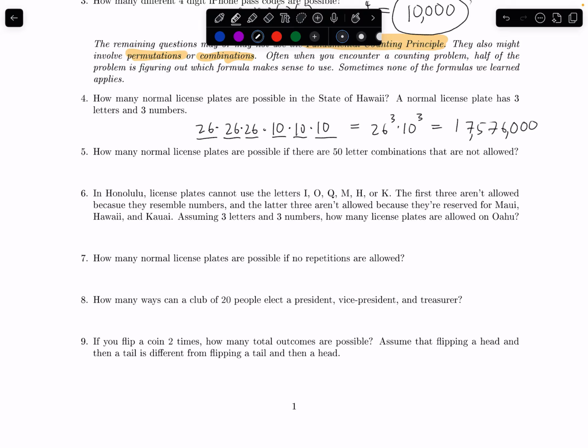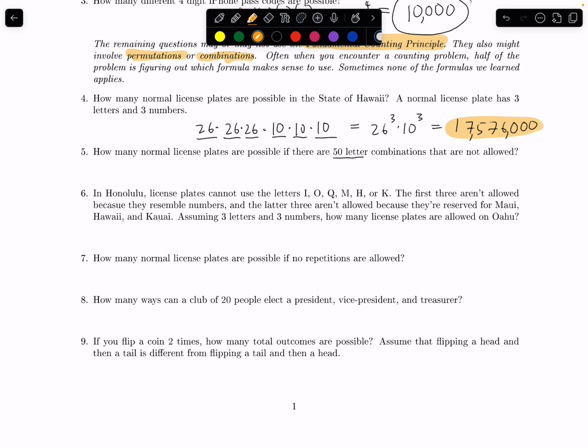Okay, number 5. How many normal license plates are possible if there are 50 letter combinations that are not allowed? Okay, interesting question. There's 2 approaches to this question. One is to take this whole number that we just calculated a moment ago, and then subtract how many total outcomes are not allowed.